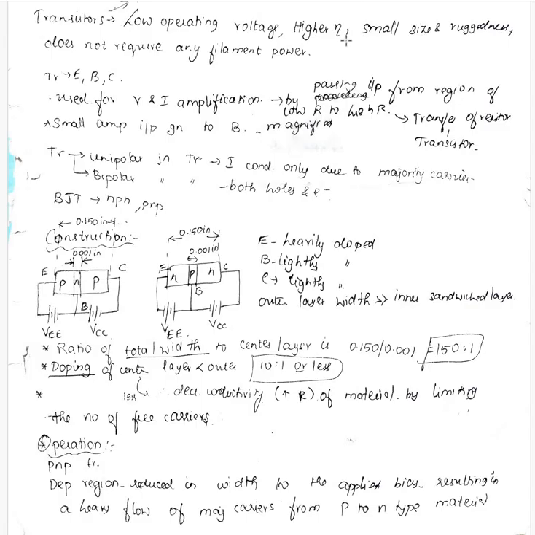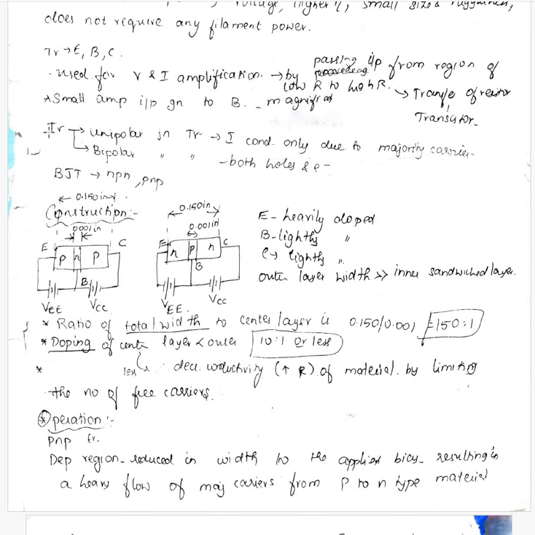So it has low operating voltage, higher efficiency, small size, ruggedness. The three terminals of the transistor are emitter, base and collector. It's used for voltage and current amplification mainly.